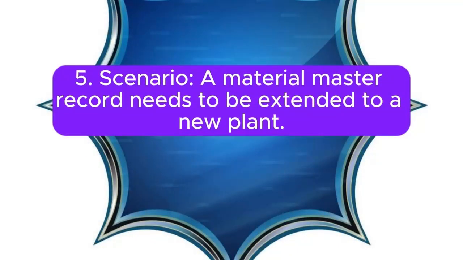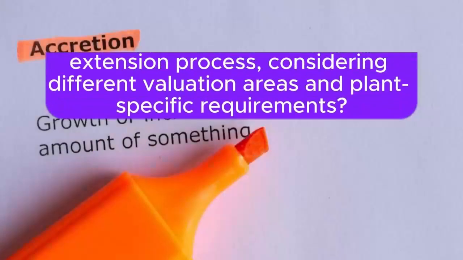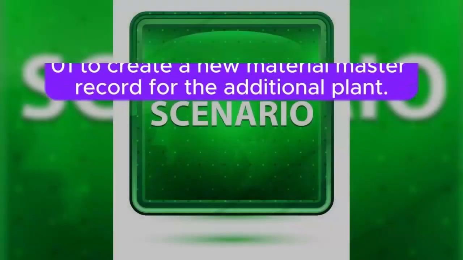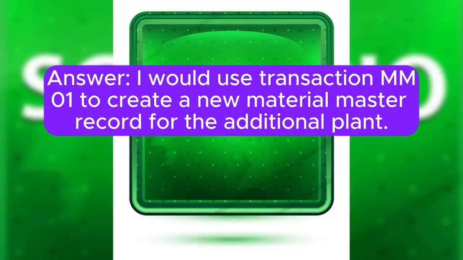5. Scenario: material master record needs to be extended to a new plant. How would you ensure a smooth extension process, considering different valuation areas and plant-specific requirements? Answer: I would use Transaction MM01 to create a new material master record for the additional plant.